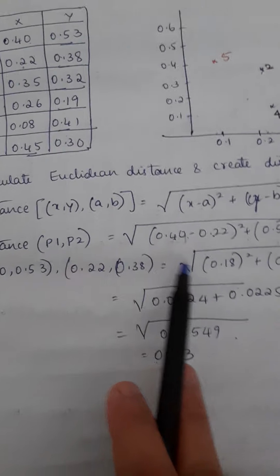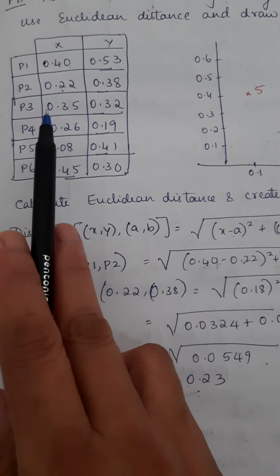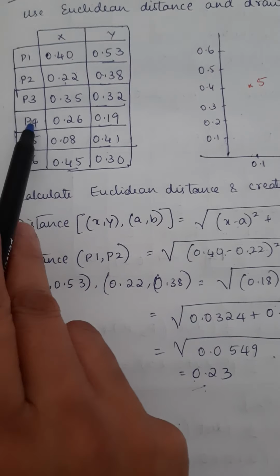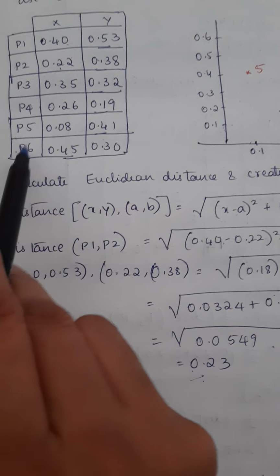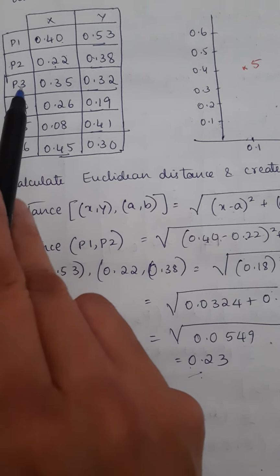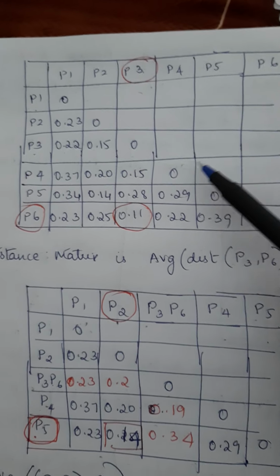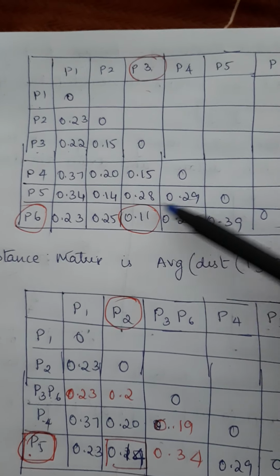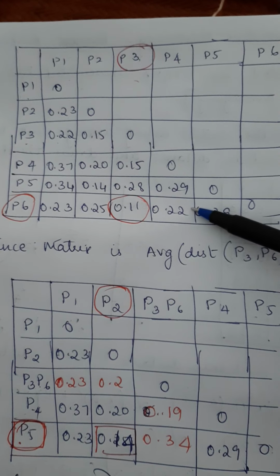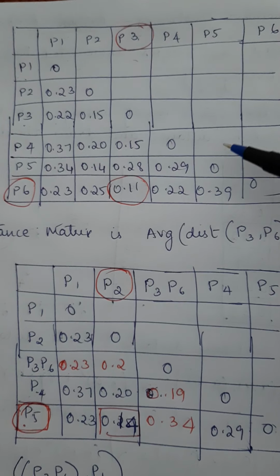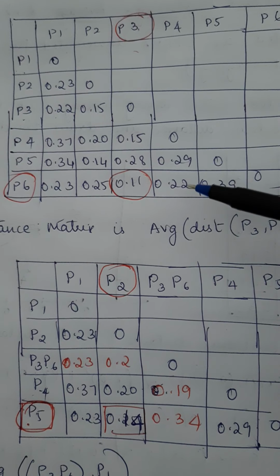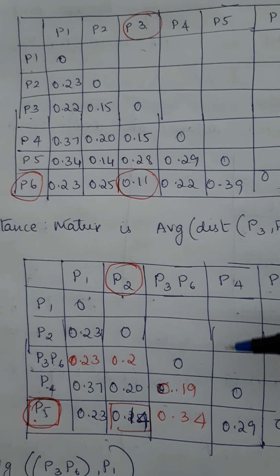Same way, apply the same Euclidean distance formula and compute the distance between all the points: P1 and P3, P1 and P4, P1 and P5, P1 and P6. Same way P2 and P3, P2 and P4, and so on. After computing, this is the table which is obtained. I have already computed the values and I am showing you the table. This is the distance matrix. Remember, in earlier problems we started from this point. Now I have told you how to compute the distance matrix, and we will go ahead.